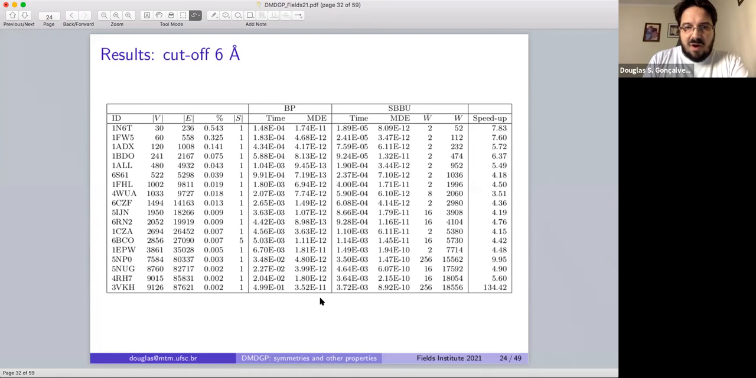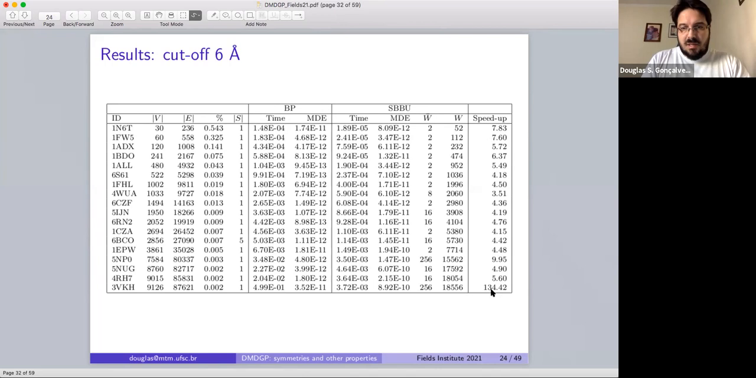So both are really, really fast. And the MDE is very reasonable, of order 10 to the minus 11, minus 12. And we see that the speedup of the new algorithm with respect to BP is non-trivial. For some instances, we have hundreds of times faster than branch and prune.